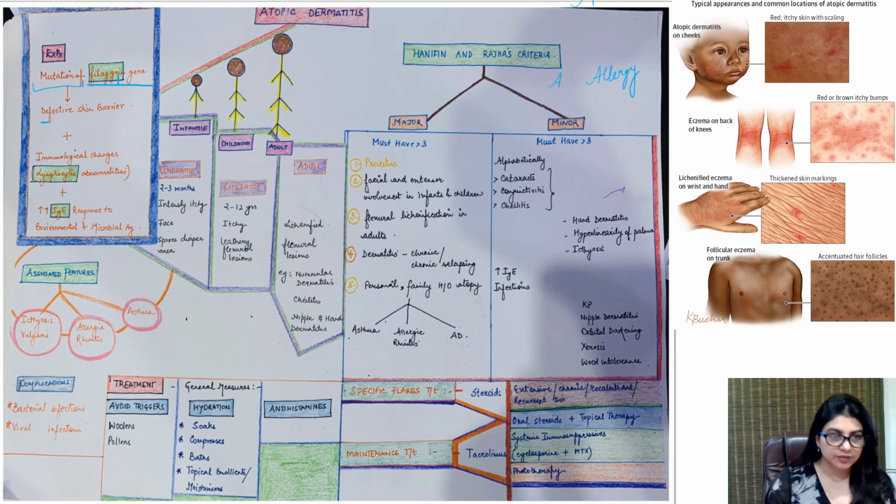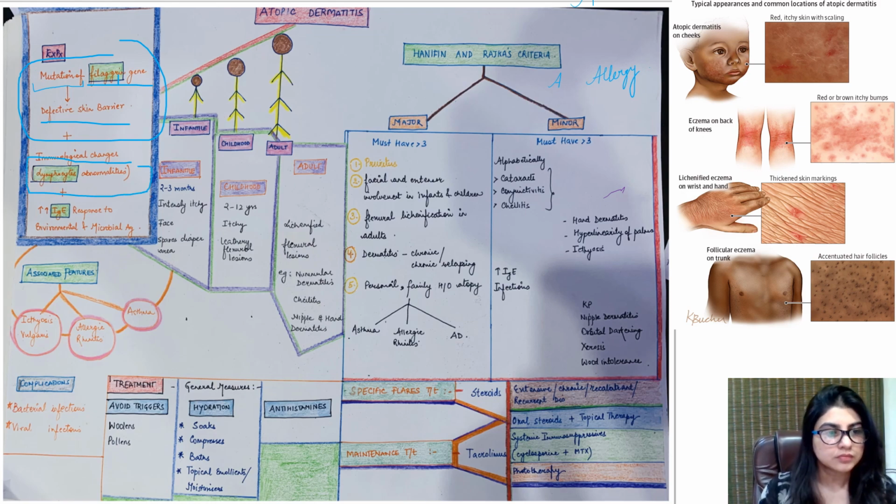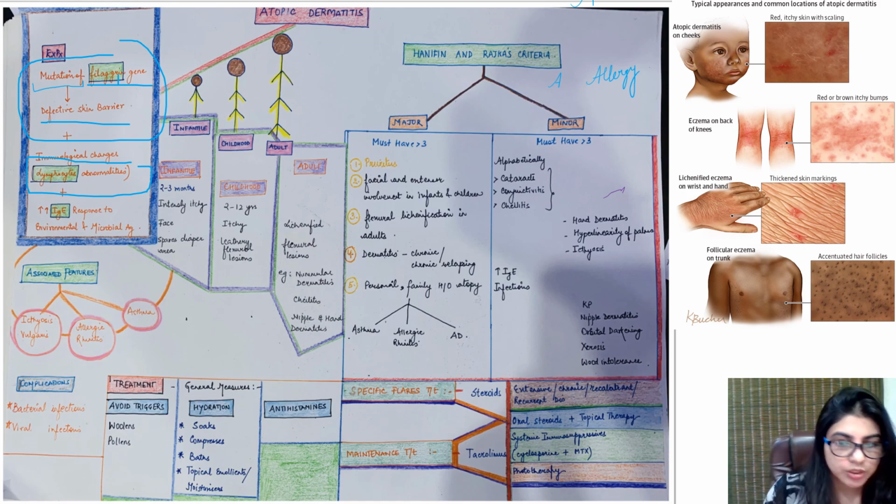Obviously, there is a defective skin barrier. Besides that, what is happening? Lymphocyte abnormality is happening. So immunological change, what happens? Immunological change is happening in lymphocytes. So lymphocytes are responsible for our immunity, so that is also compromised. Abnormality is coming there.